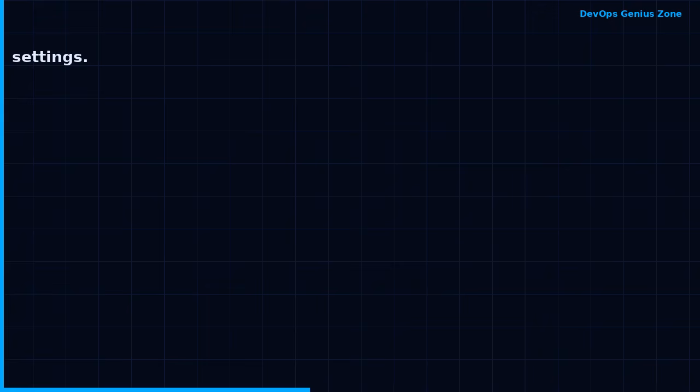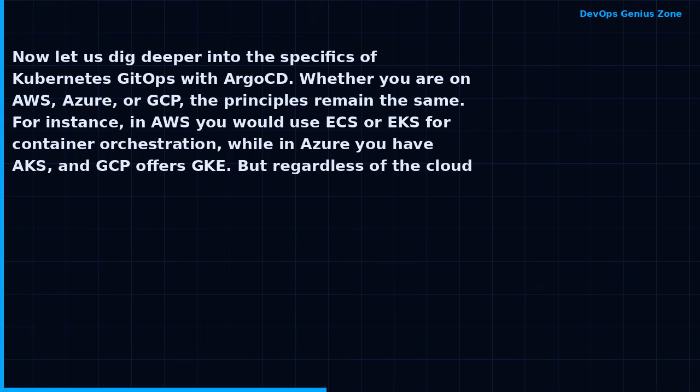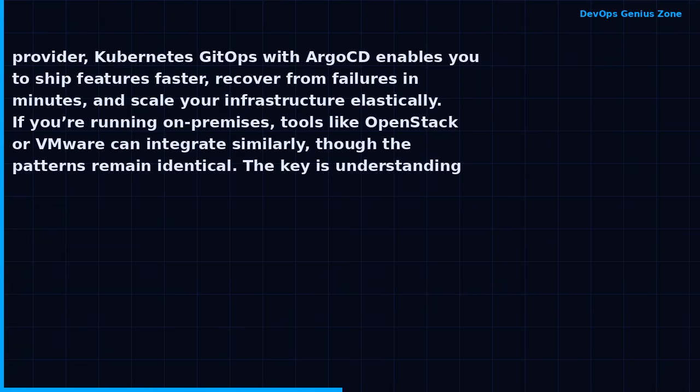Now let us dig deeper into the specifics of Kubernetes GitOps with ArgoCD. Whether you are on AWS, Azure, or GCP, the principles remain the same. For instance, in AWS you would use ECS or EKS for container orchestration, while in Azure you have AKS, and GCP offers GKE. But regardless of the cloud provider, Kubernetes GitOps with ArgoCD enables you to ship features faster, recover from failures in minutes, and scale your infrastructure elastically.